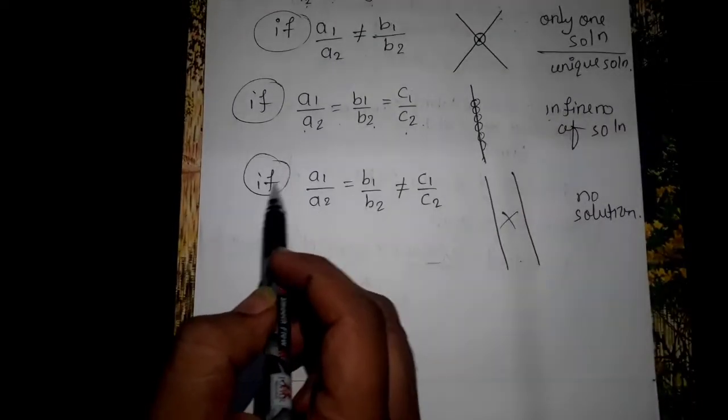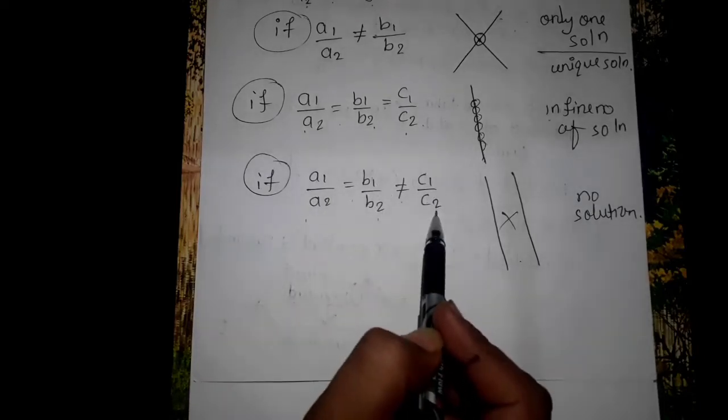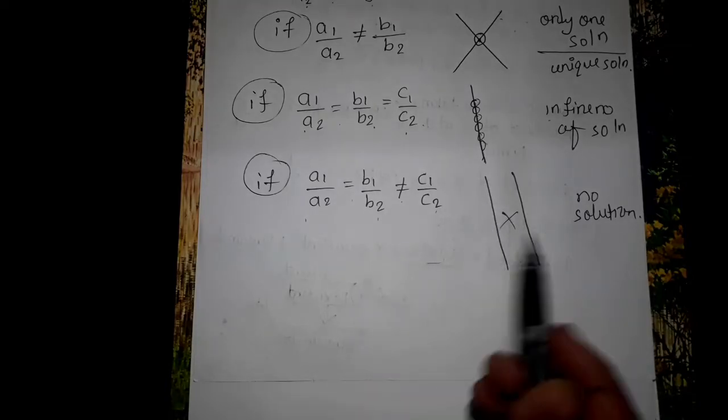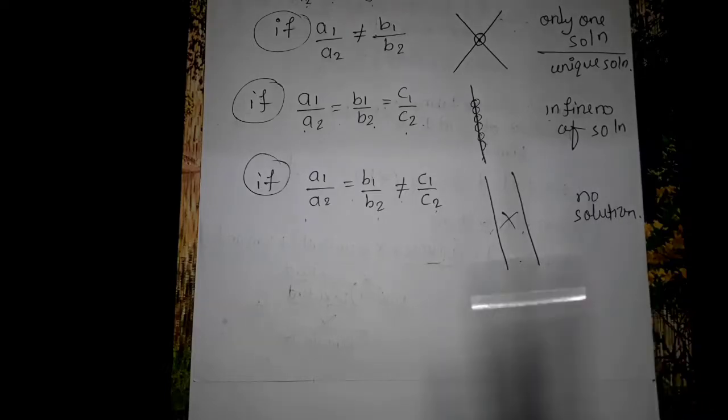Next, come to the third one. If a1 by a2 is equal to b1 by b2 but not equal to c1 by c2, it means graphically the two lines will be parallel. Parallel means there are no points in common between these two lines, therefore there will be no solutions.